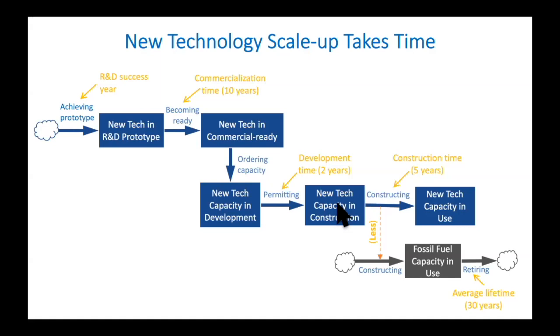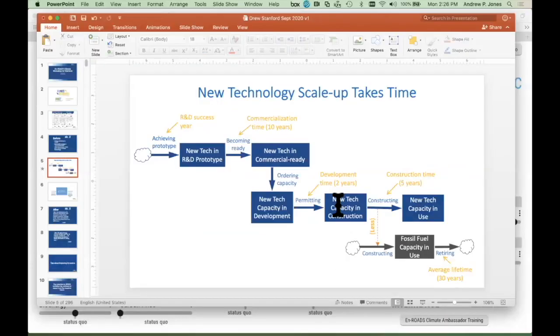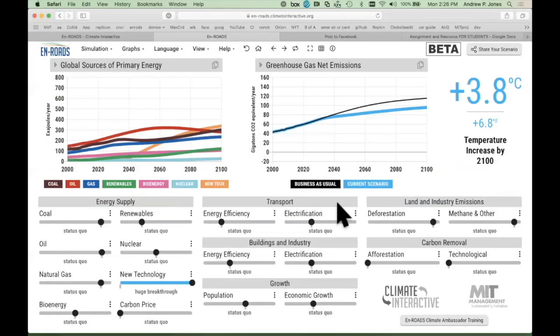So it takes a long time for capital stock to get retired away and for new capital stock to get built up. So those delays exist. That's the main reason it takes so long and why you don't get as big a result.